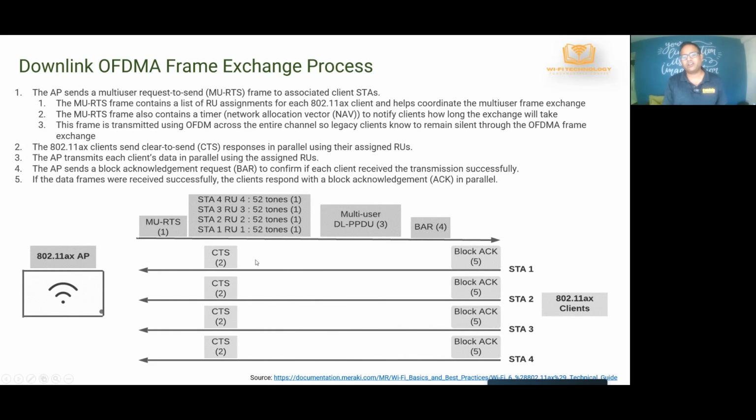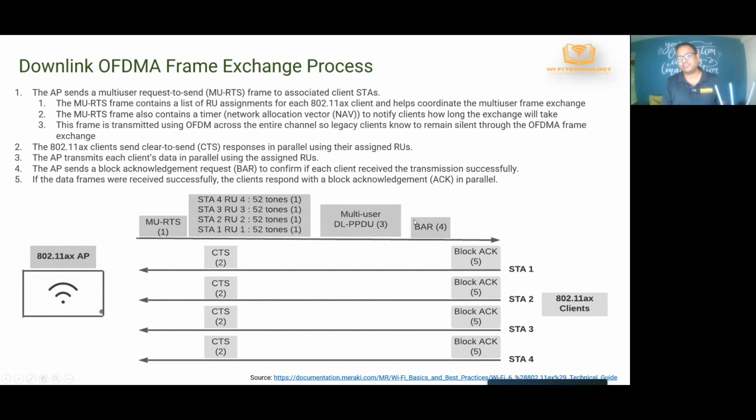So once that acknowledgement happens, now the AP can send a multi-user downlink TPU, which is basically data being sent simultaneously to all 4 devices downstream in their respective frequency chunks that have been allocated, right? So that this transmission happens simultaneously.